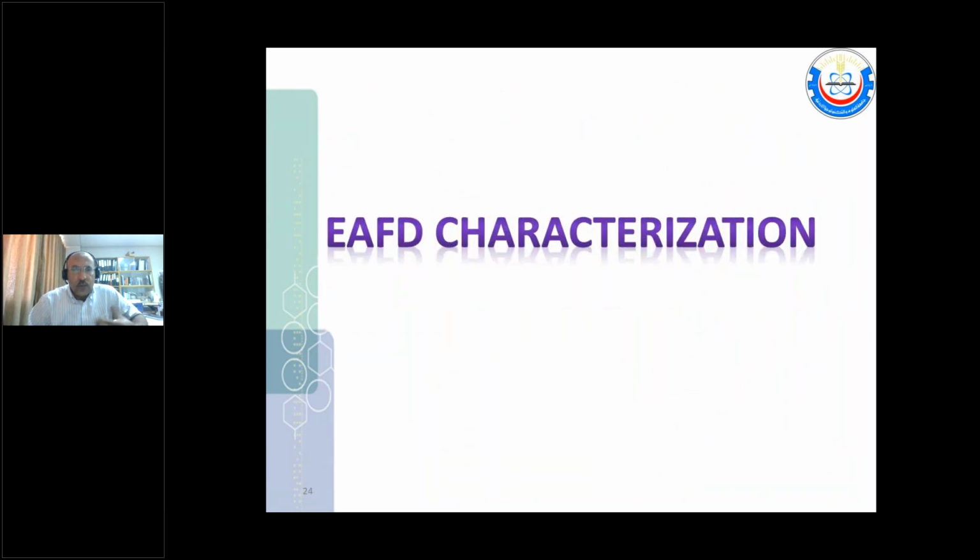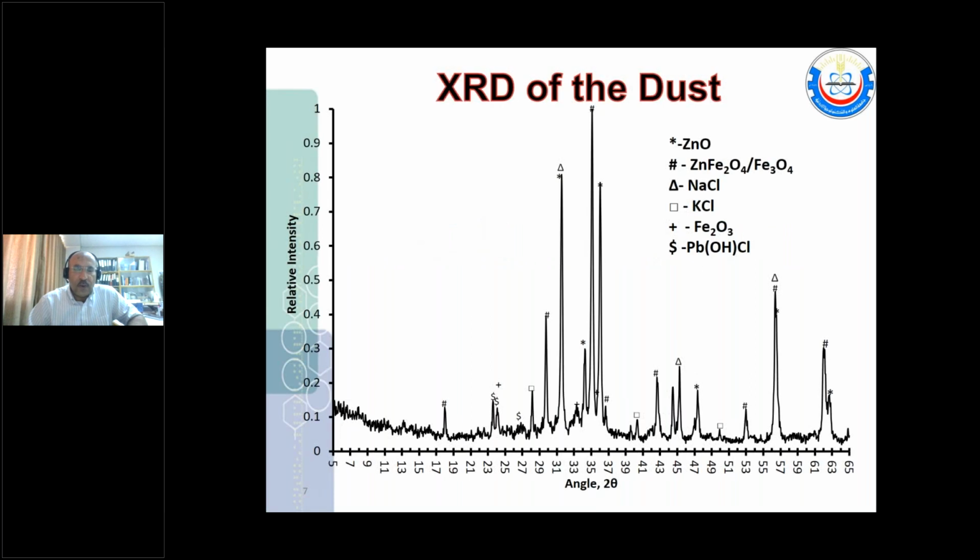So to do the analysis using FactSage, we need data. So we did characterization for the dust, XRD, to find the mineral composition. So we found it contains a lot of zinc oxide, franklinite, magnetite, sodium chloride, potassium chloride, also iron in the form of hematite, lead in the form of lead oxychloride, etc.